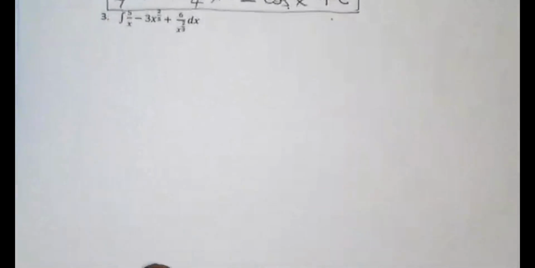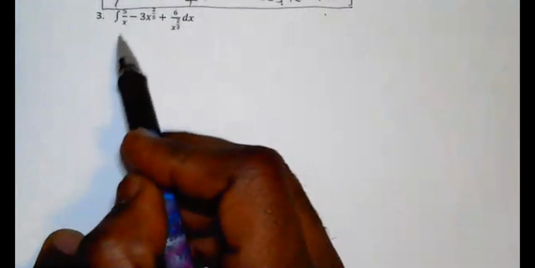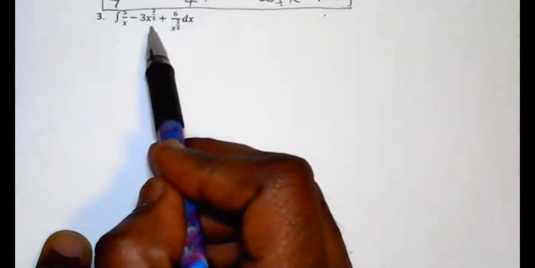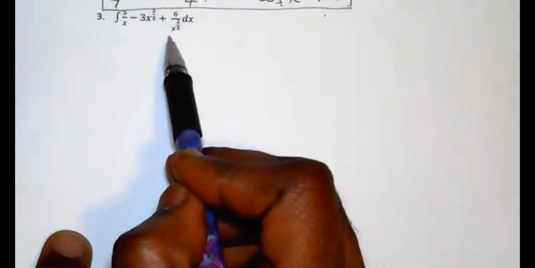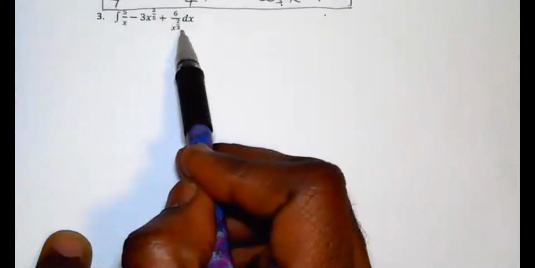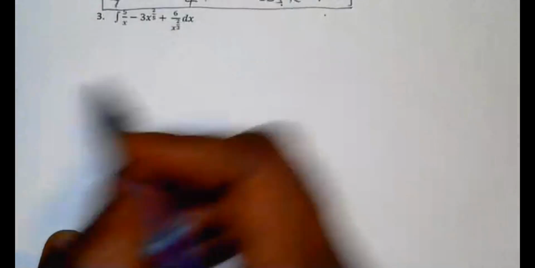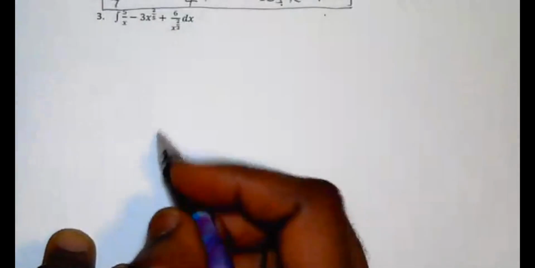Now, in the last example, I have the integral of 5 over x minus 3 x raised to the power 2 over 5 plus 6 over x to the power 2 over 3, right? So if you look at this, you think it's very complex, but it's not complex if you take a few seconds to think through what we've just done.